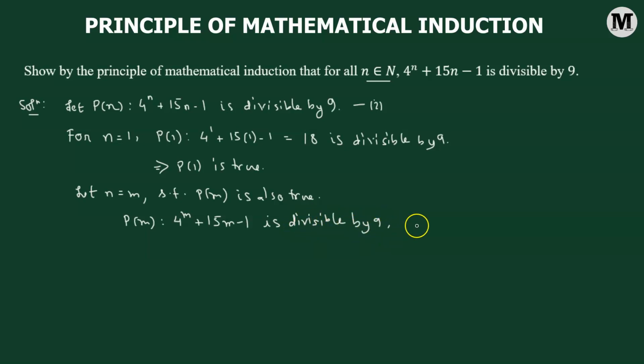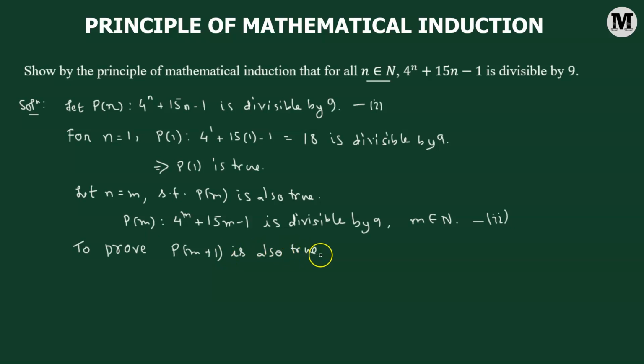Now what is m here? So m is a natural number. Here we are considering this to be a true statement. Let's call this statement number 2. Now, using this statement, our goal will be to prove that the statement P of m plus 1 is also true.